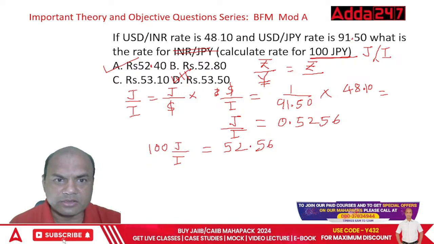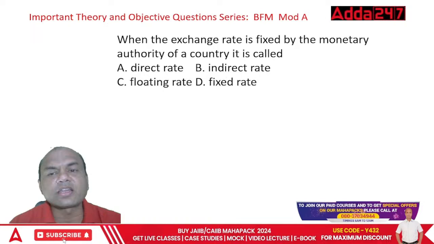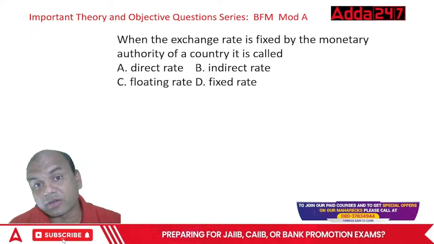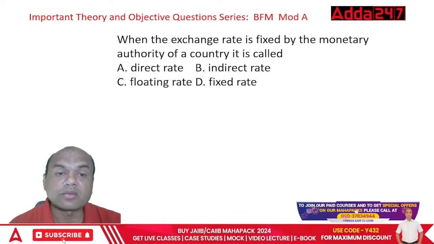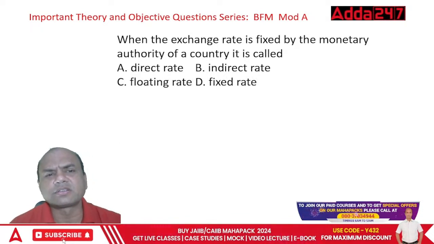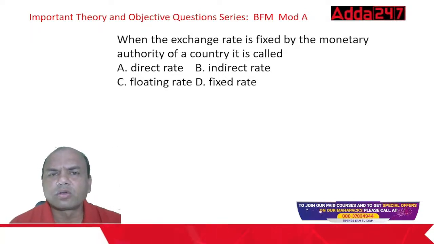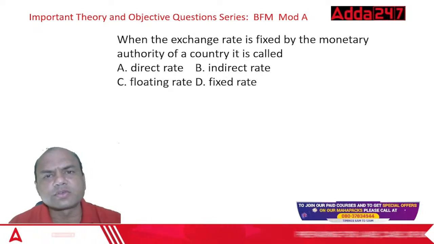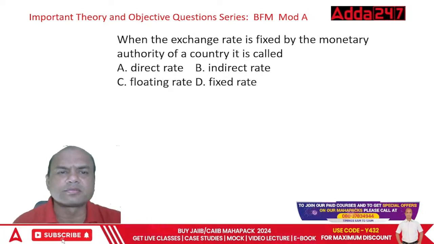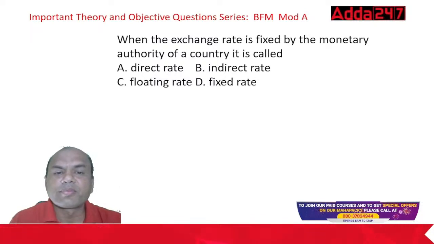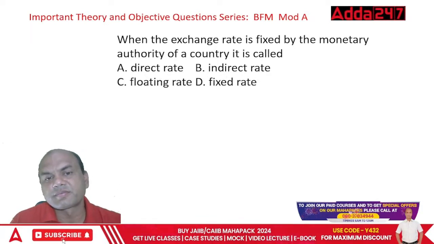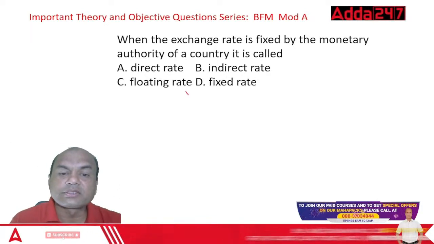Okay, next one. When the exchange rate is fixed by the monetary authority of a country, it is called as what? Remember, monetary authority means RBI. RBI fixes it. Nothing doing. The dollar to rupee rate is today 79, so 79 only. There is no fluctuation, no demand, no supply, nothing. So, when the exchange rate is fixed by this monetary authority, it is called as what? Direct, indirect, floating, or fixed? It is fixed rate. Correct?